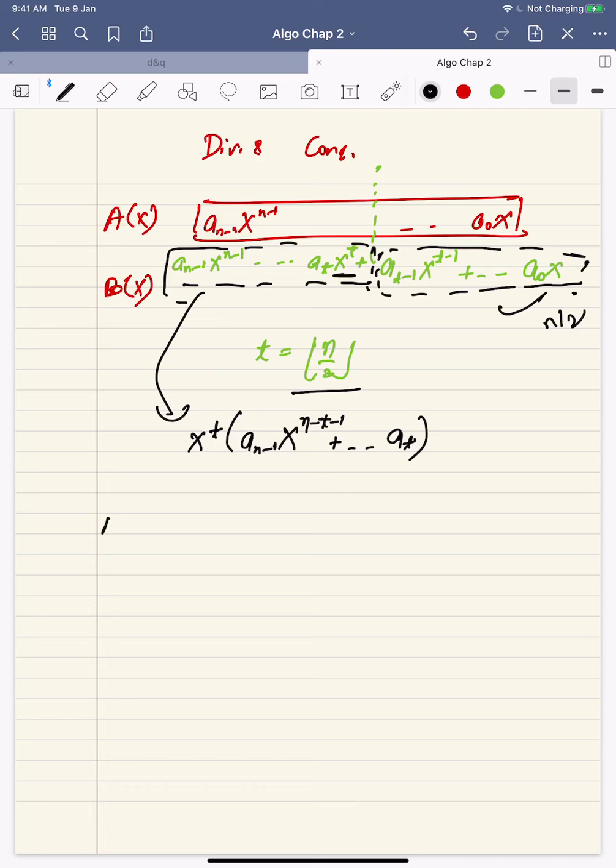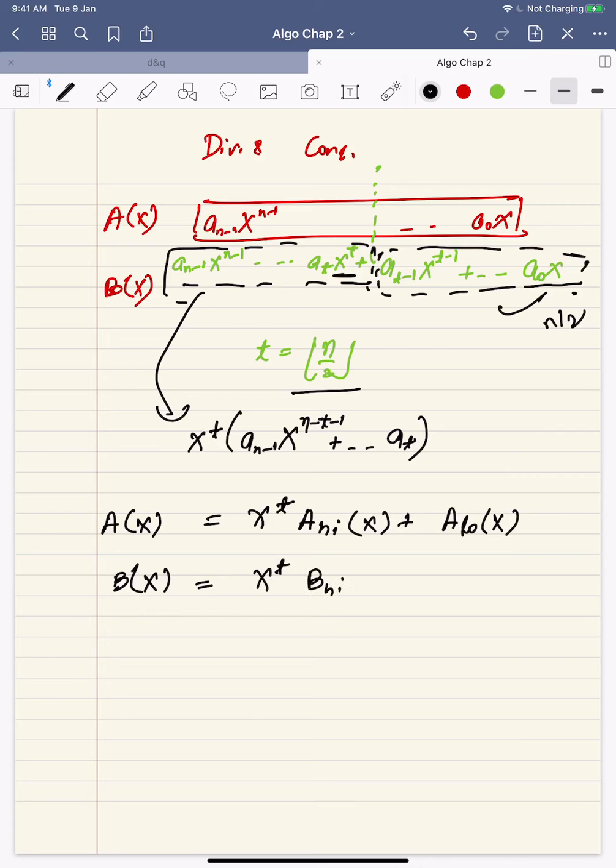So that way I can write a(x) as x^t, let's say we call it the higher degree polynomial, plus lower degree polynomial. And similarly I can do b(x) as x^t b_hi(x) plus b_lo(x), where t is n by 2.